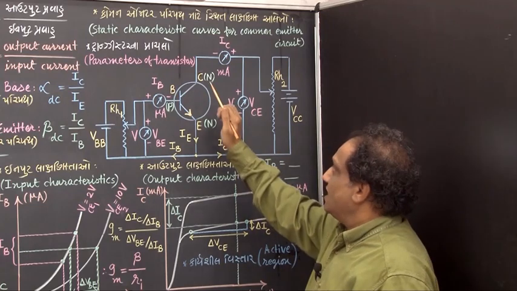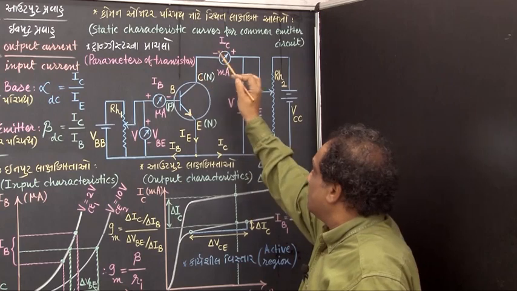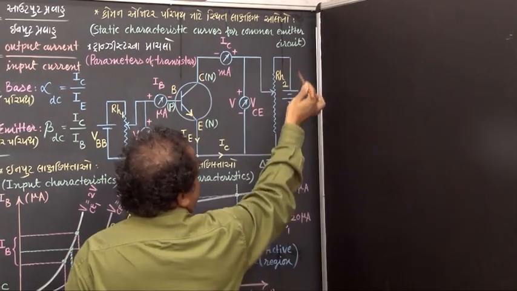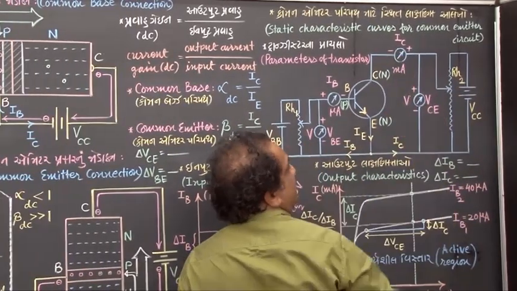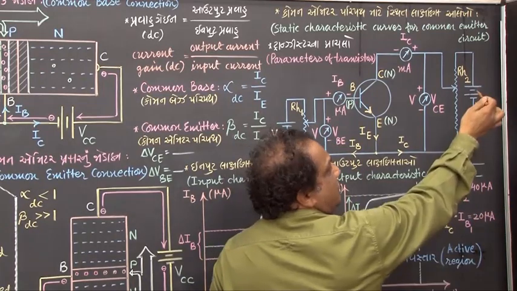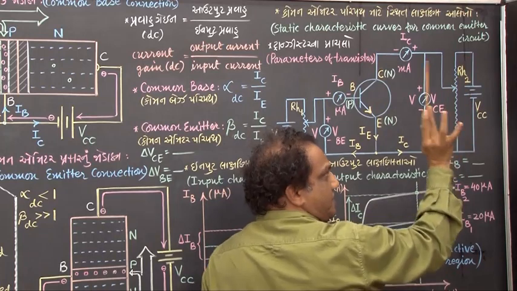Collector junction is to be given reverse bias. So, N with positive. So, just consider a battery whose upper terminal is positive, which is connected at a collector. When upper terminal is positive, lower terminal will be negative. This reverse voltage is more than this forward voltage. That's why here we show two batteries.